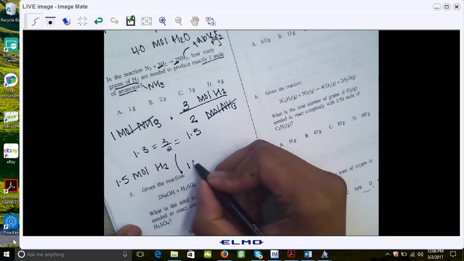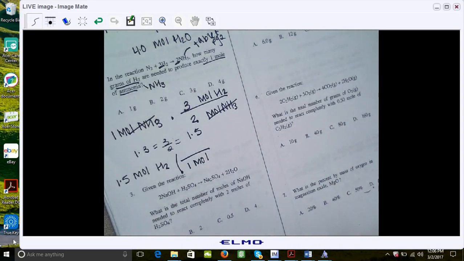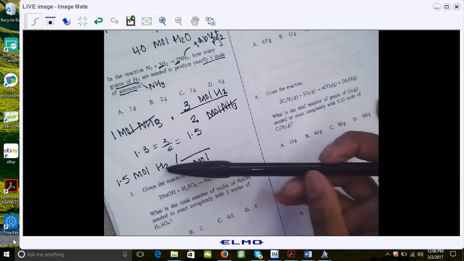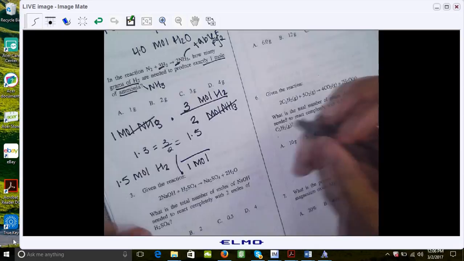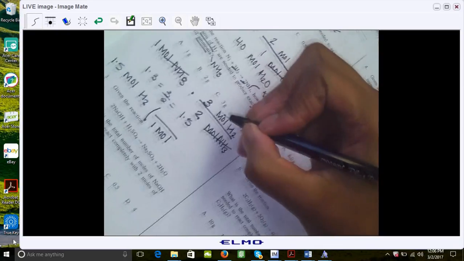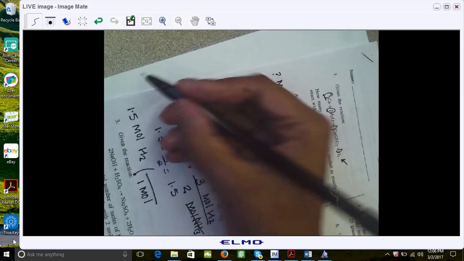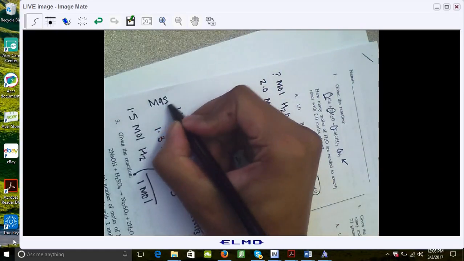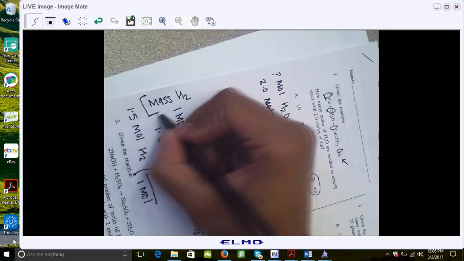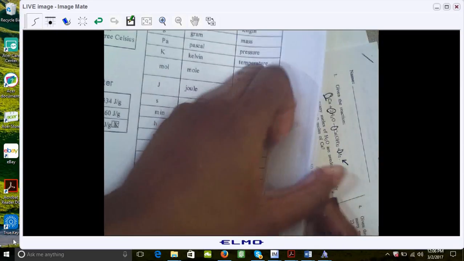So remember, 1 mole of an element or a compound is the mass. So if I say I have 1 mole of carbon, that means I have 12 grams of carbon. So when I have 1 mole of H2, it is the gram formula mass. So the mass of H2, I'm going to go on my periodic table in my reference sheet.